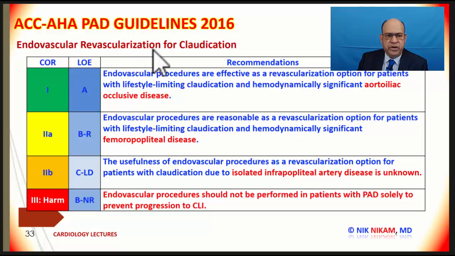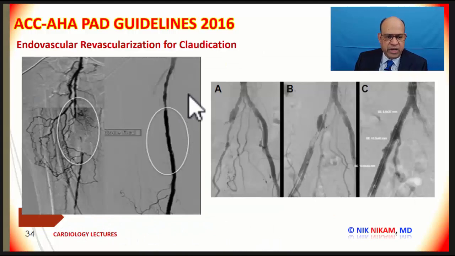Endovascular revascularization for claudication. Endovascular procedures are effective as a revascularization option for patients with lifestyle-limiting claudication and hemodynamically significant aortoiliac occlusive disease. Similarly, they may also be helpful in patients with femoropopliteal disease. However, endovascular revascularization may not be useful in patients with vascular disease below the knee. Endovascular procedures should not be performed in patients with peripheral arterial disease solely to prevent progression of chronic limb ischemia. That's a contraindication. Now, here are some examples of patients undergoing endovascular revascularization.